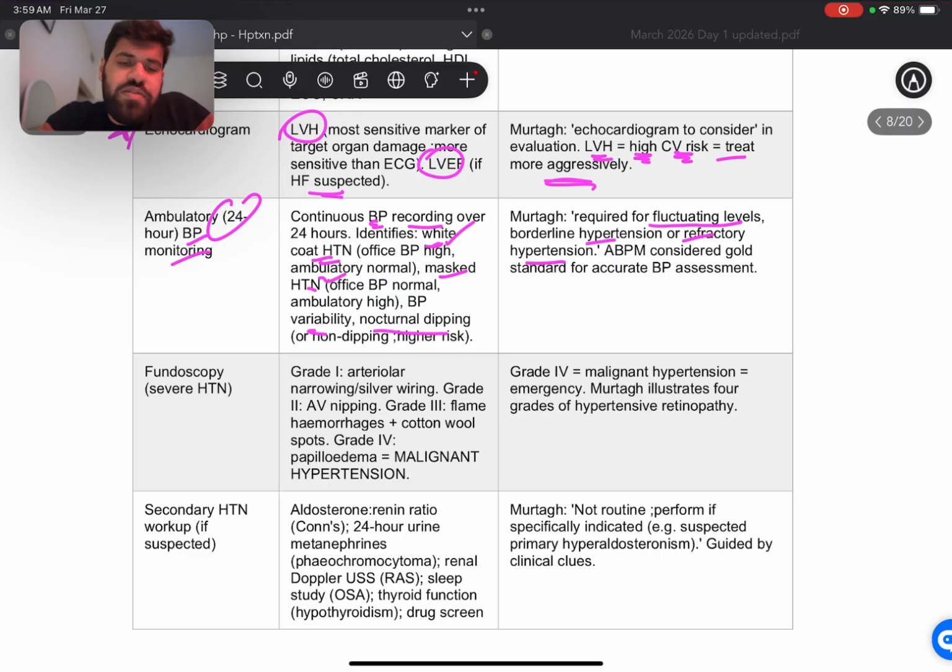Then fundoscopy in severe hypertension. In grade 1, arterial narrowing, silver wiring. Grade 2, we have AV nipping. Grade 3, we have flame hemorrhages and cotton wool spots. Cotton wool spots are a dead giveaway for hypertension. Grade 4, we'll have papilledema, and that means we have malignant hypertension. All right, grade 4, malignant hypertension, is an emergency.